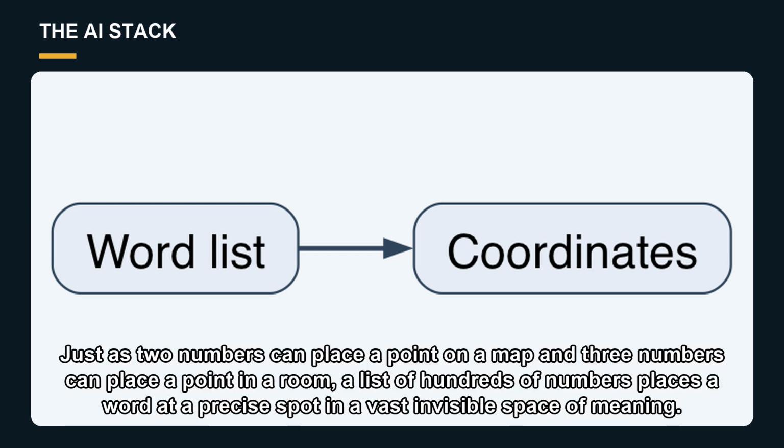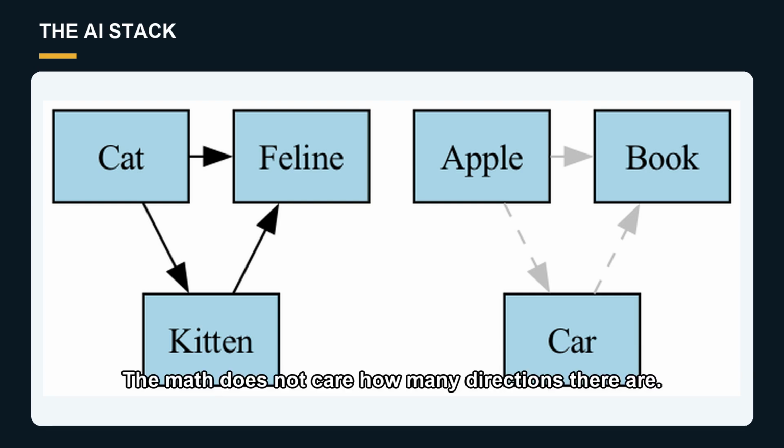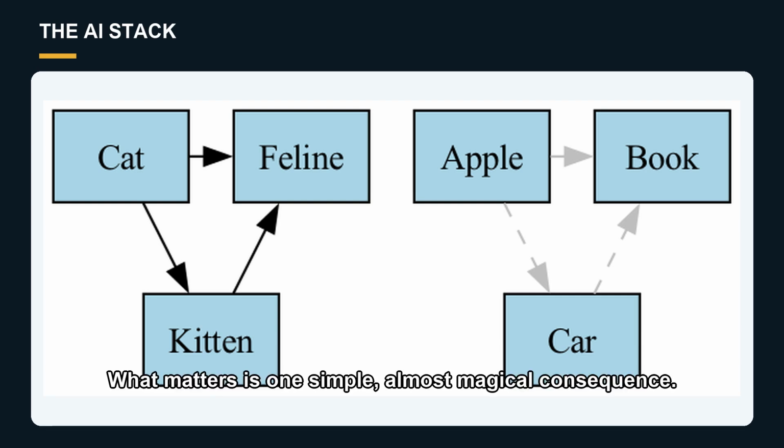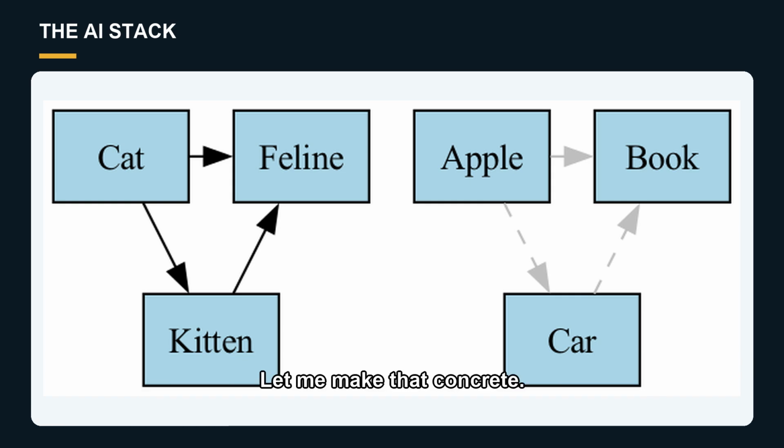Just as 2 numbers can place a point on a map and 3 numbers can place a point in a room, a list of hundreds of numbers places a word at a precise spot in a vast invisible space of meaning. We cannot picture hundreds of dimensions, and that is fine. The math does not care how many directions there are. What matters is one simple, almost magical consequence. Words with similar meanings end up near each other in that space, and words with different meanings end up far apart.